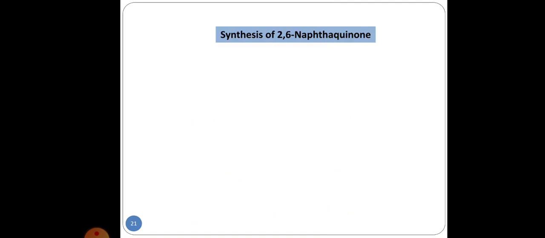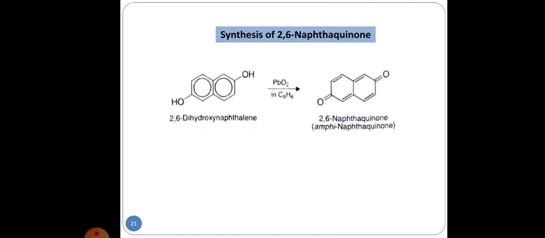Coming to the next derivative, that is 2,6-naphthaquinone. The synthesis involves 2,6-naphthaquinone being prepared by oxidizing 2,6-dihydroxynaphthalene with activated lead dioxide in warm benzene.